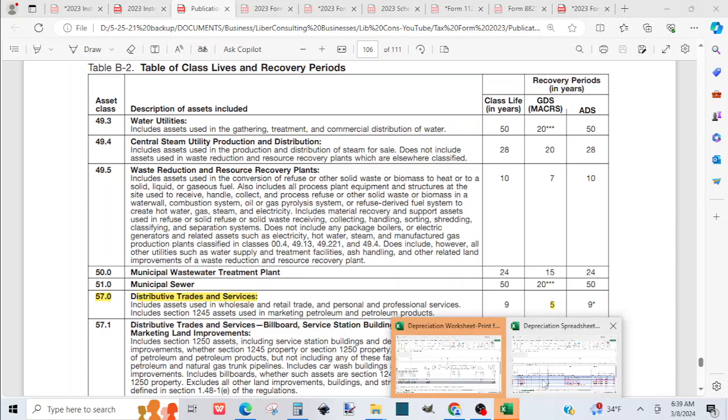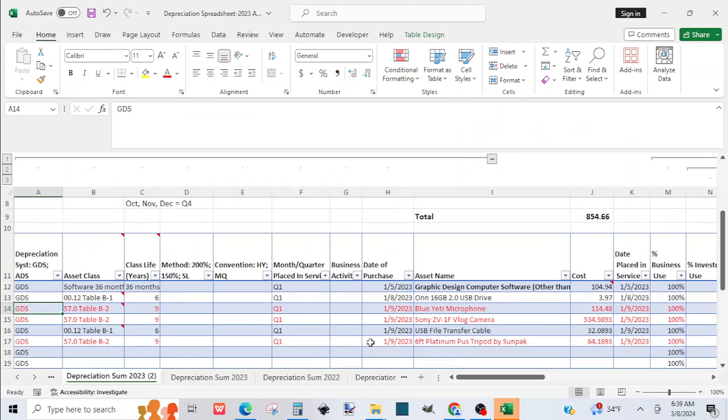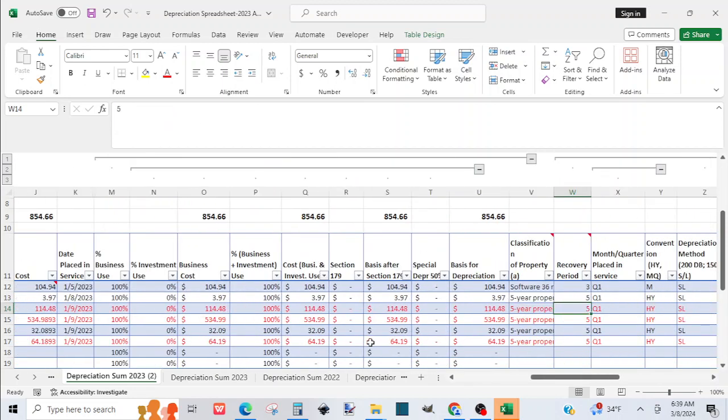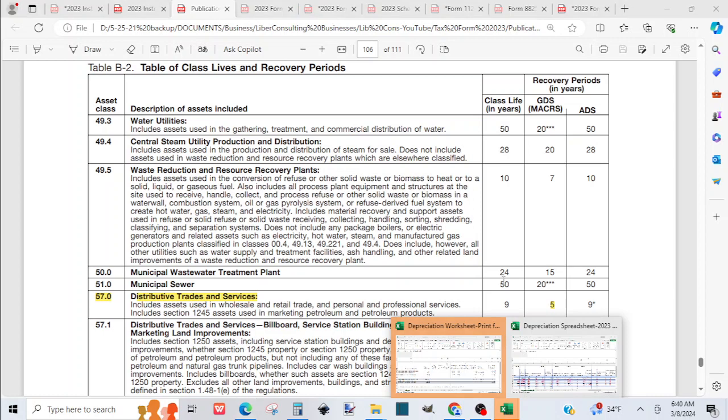So I'm going to go back to the spreadsheet and I'm going to put the type of depreciation system I'm using, 57.0 table B2, class life 9, 100% use, and the recovery period is 5. But again, the classification of property related to year is 5 year, and the way to find that is taking, you see the asset class is 9.